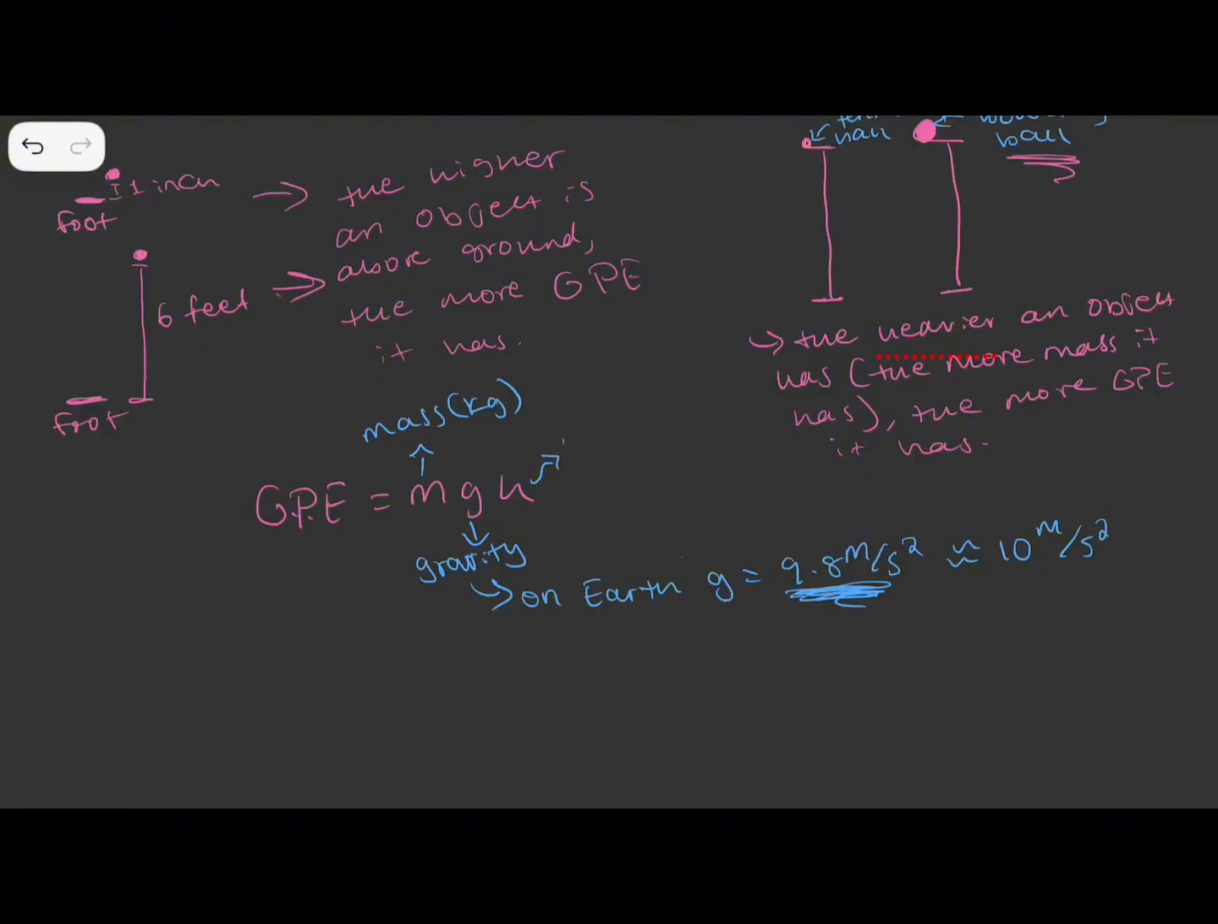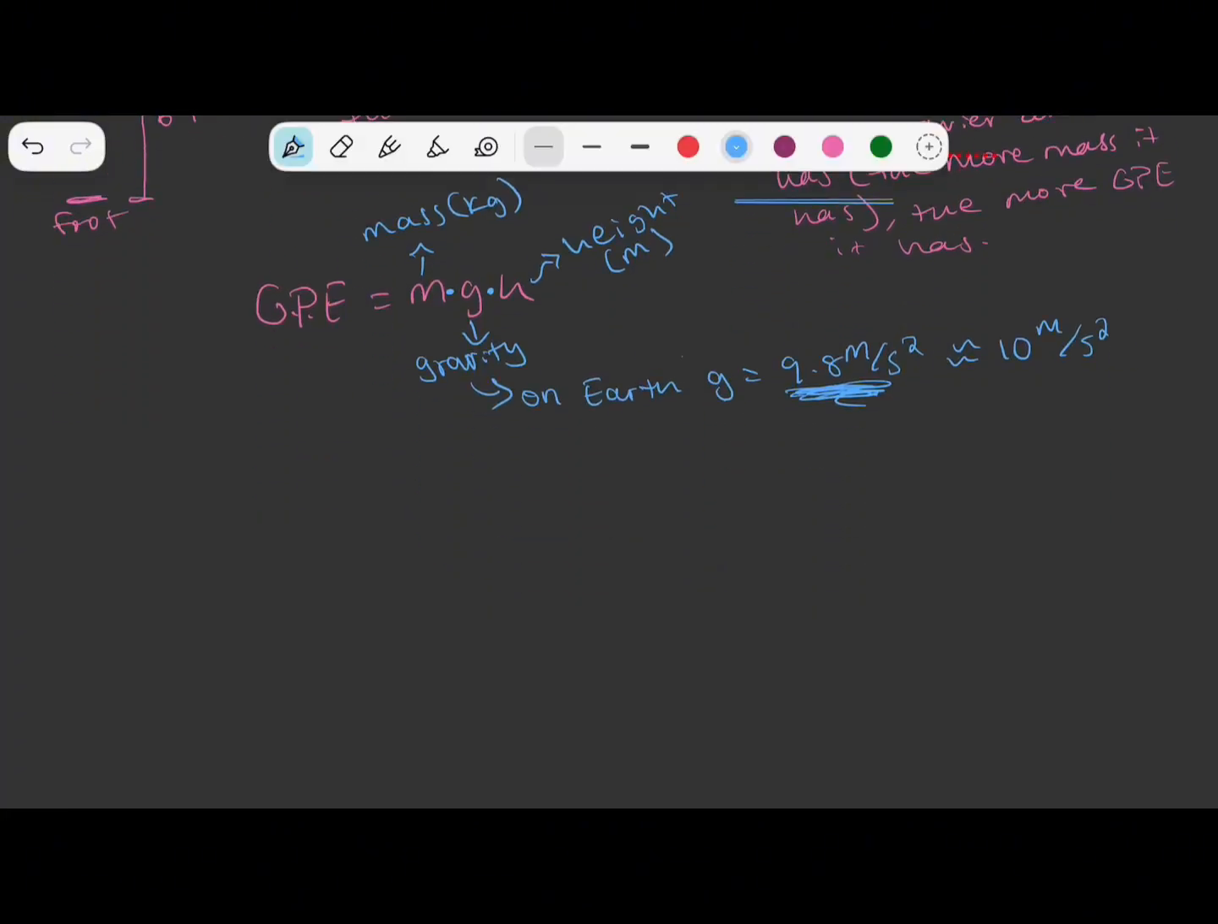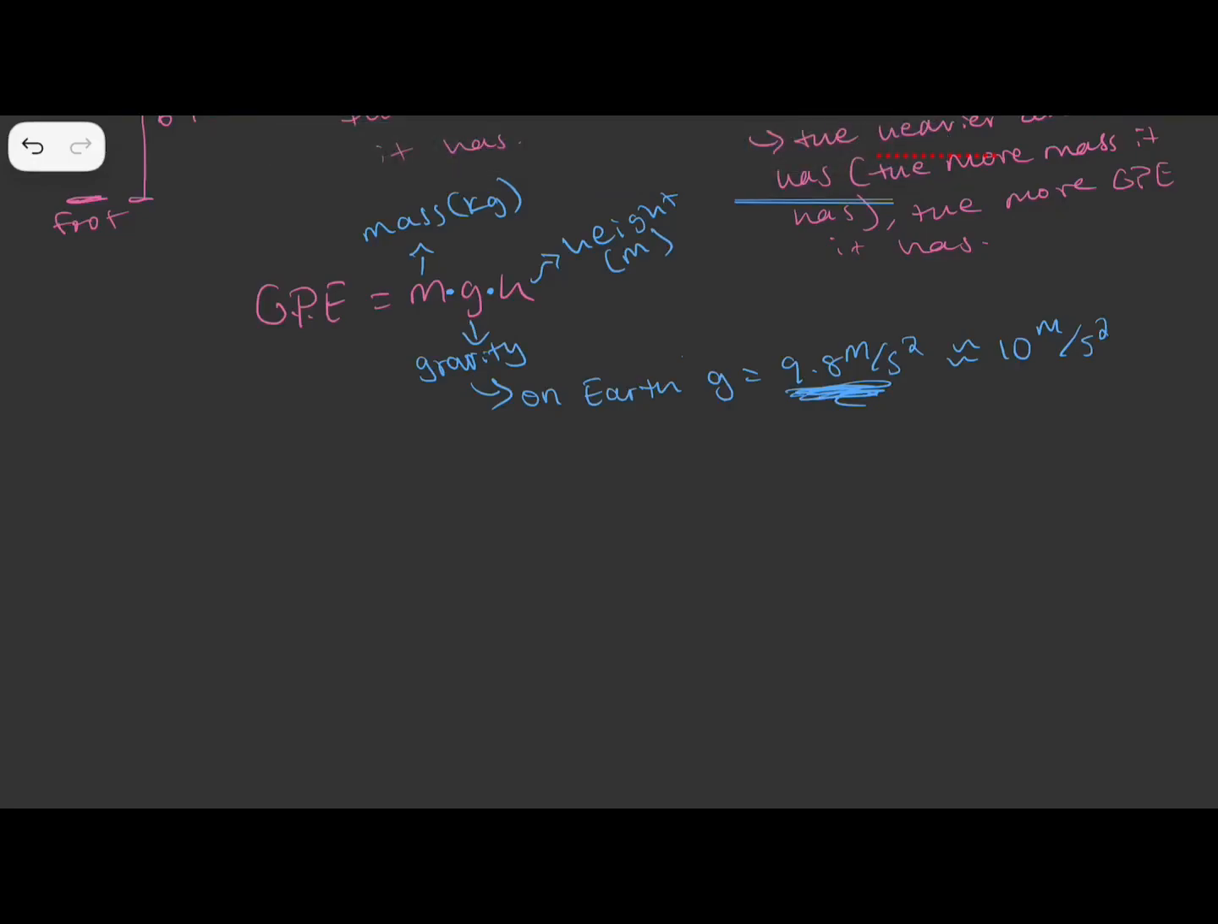Now what about h? h is for height, and this is going to be in meters. And again, if we are writing letters next to each other, the multiplication is implied. Very good. Now let's apply this formula to a problem. Let's say we have an object whose mass is 2 kilograms, and it has a height, so it's above ground, of 5 meters. Let's say I want you to round g to 10 meters per second squared. What is the gravitational potential energy?